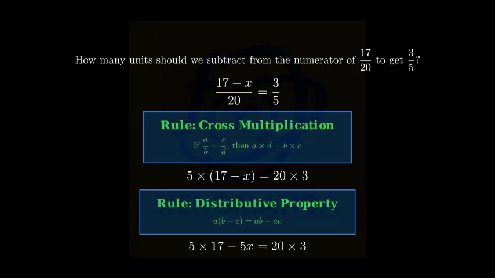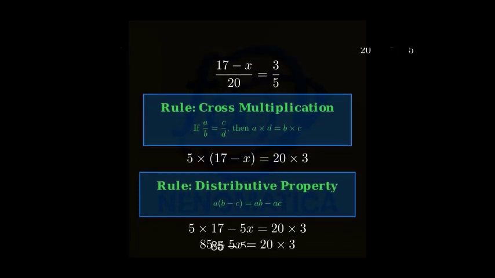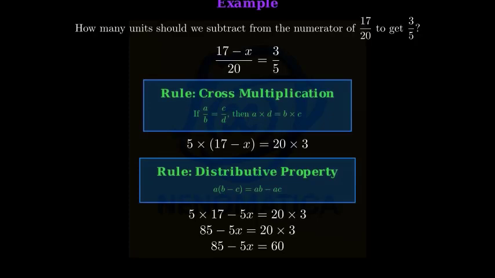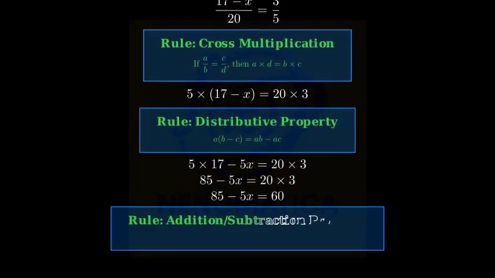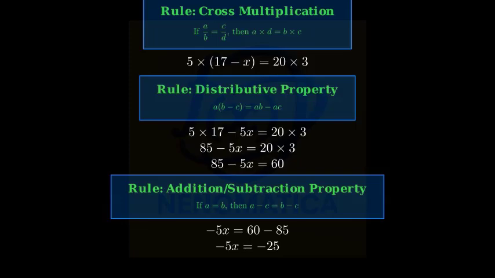Let's calculate 5 times 17, which equals 85. And on the right side, 20 times 3 equals 60. So our equation becomes 85 minus 5x equals 60. Now, we want to isolate the term with our variable x. To do this, we'll subtract 85 from both sides of the equation. When we add or subtract the same value from both sides, the equation remains balanced. Subtracting 85 from both sides, we get negative 5x equals 60 minus 85, which is negative 25.